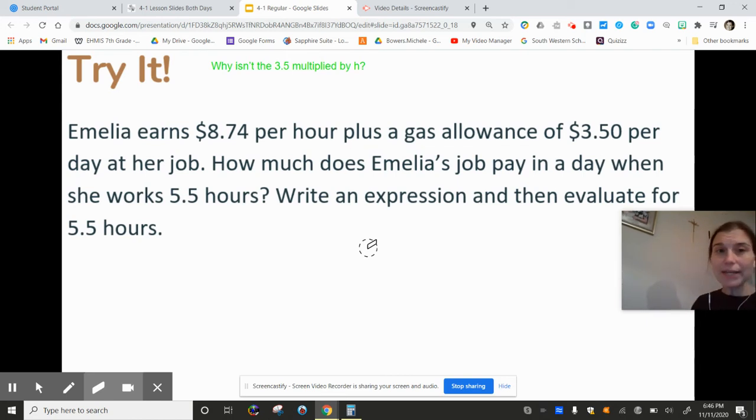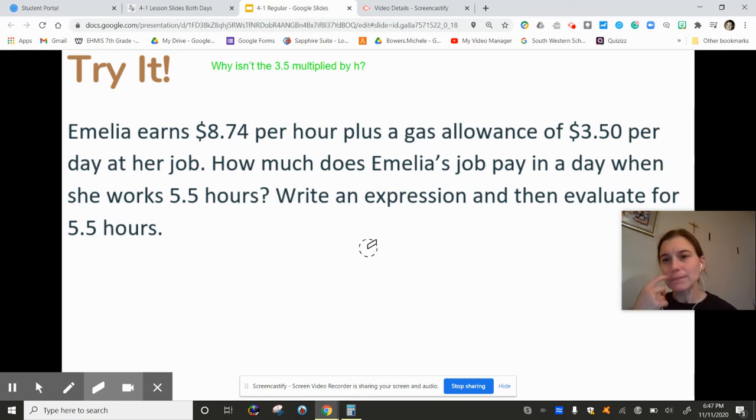So now you can do the try it on that page, whatever it is, probably 191 or maybe 189, somewhere around there. Amelia earns $8.74 per hour, plus means add, a gas allowance of $3.50 per day at her job. How much does Emily's job pay in a day when she works 5.5 hours?